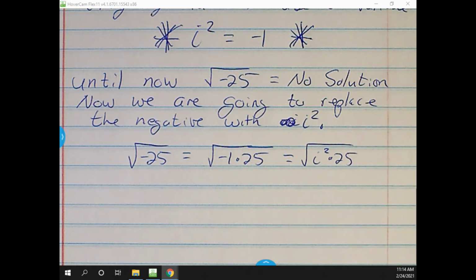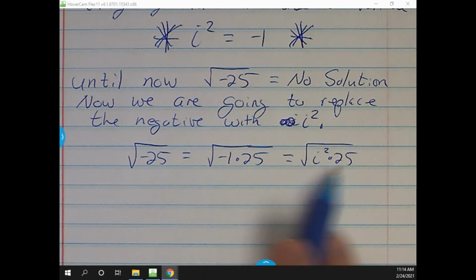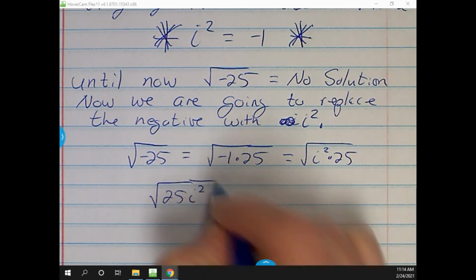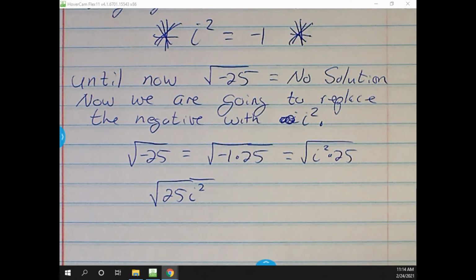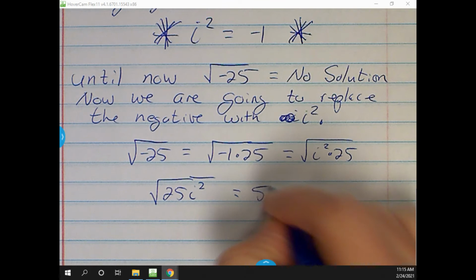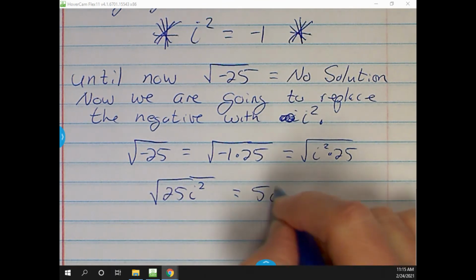But whenever we write numbers, we always put the variable at the end. So once we've got it here, we'll go back and rearrange it to make it 25 times i squared. And then you can break it down into two parts. If you square root 25, that would be 5. If you square root i squared, that would just be i.